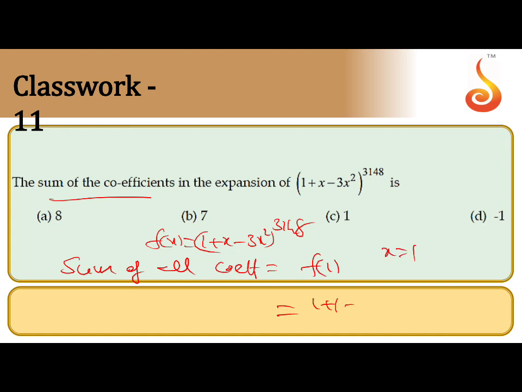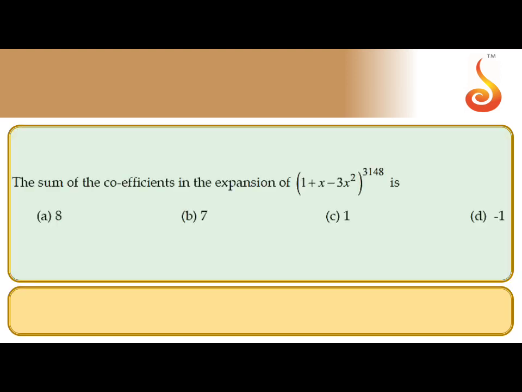So that means (1 + 1 - 3) whole power 3148. That is (-1)^3148. The power is an even number, so that gives the answer plus 1. So which option? Option C is correct. Based on the power, you can get plus or minus. If it is 3147, the answer is minus 1. Your power is an even number, so the answer is positive. I hope you understand. Sum of all coefficients: substitute x equal to 1 in the given expansion and you get the sum of all coefficients. This is a good question and a good concept. So the answer is C.